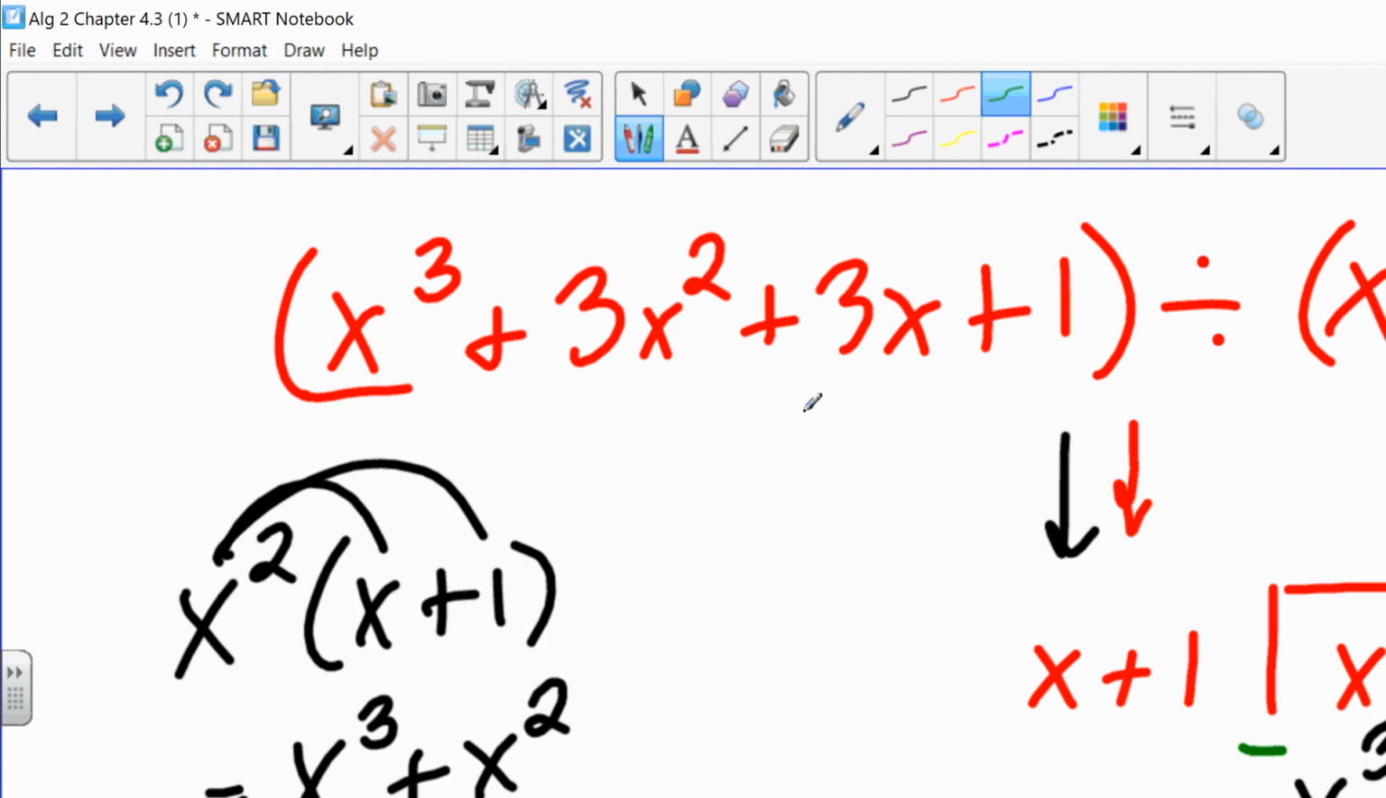Now what is x cubed minus x cubed? 0. They're going to cancel out. We want that first term to cancel out. We want it to become 0. Now let's look at the next one. 3x squared minus x squared is 2x squared. Okay? Any questions on this here? What do we do next? We bring down the 3x.